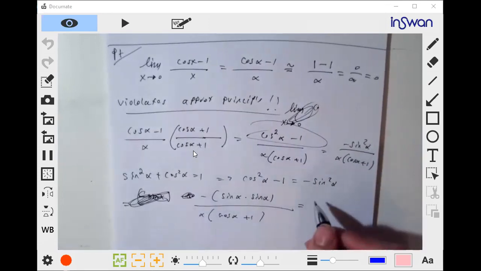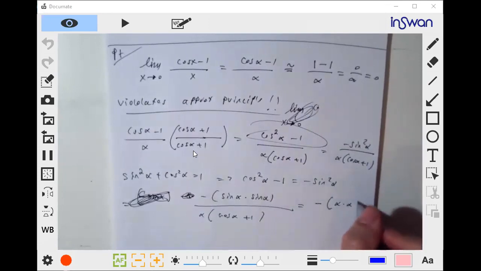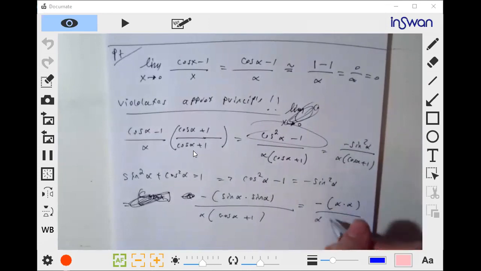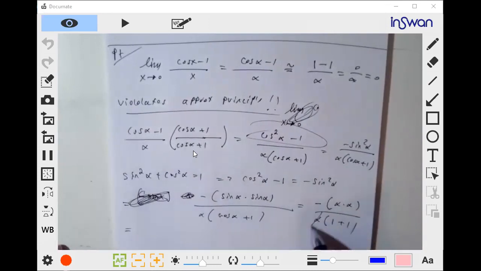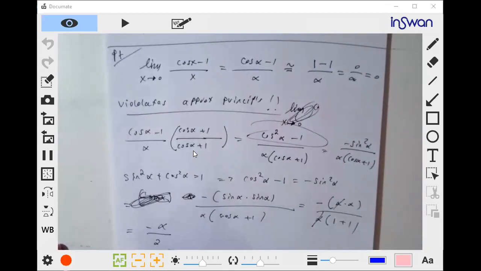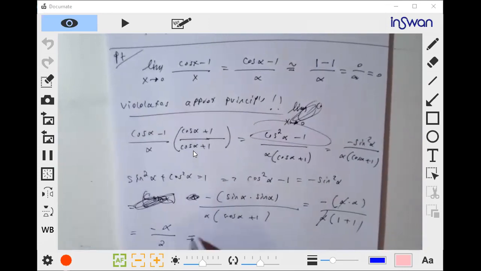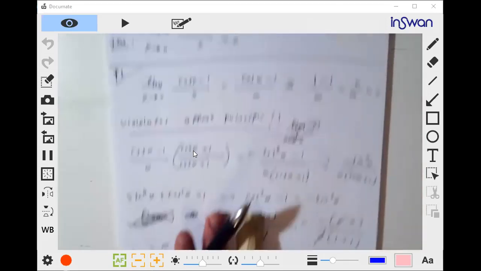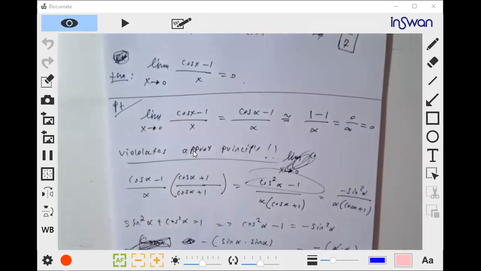But sine of alpha approximates to alpha, so we just get a negative alpha times alpha over here. And this is alpha times cosine of alpha, which approximates to 1. So we get a 1 plus 1 down here. Then we can cancel out one of the alphas, so we get a negative alpha all over 2. And notice that this renders the real result 0. And hence, that's why we stated that that limit is equal to 0.